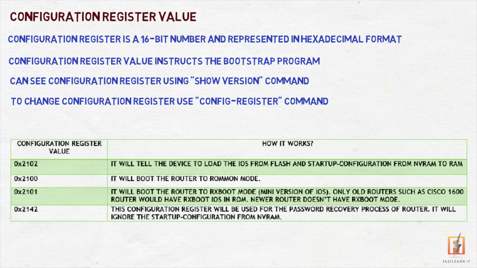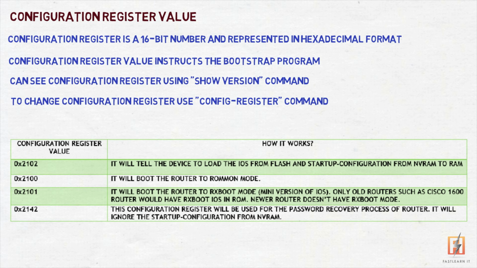Third configuration register value, 0x2101. Once you set 0x2101, then you are forcefully letting the router boot into RxBoot mode. Normally you will use this configuration register value in older routers such as the Cisco 1600 and 2500 series routers. So those routers have RxBoot mode. In newer Cisco devices you will use ROMMON mode. Later Cisco added all features of the RxBoot IOS to the ROMMON mode IOS, so newer routers do not have RxBoot IOS.